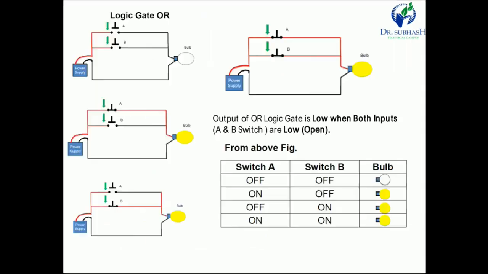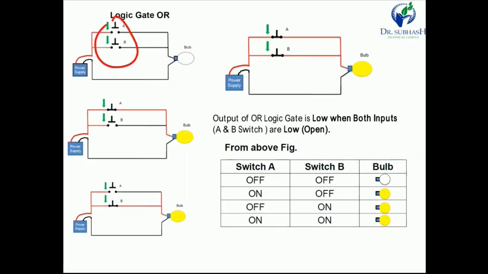Now let us see the OR gate. In the OR operation, the switches are connected in parallel. In the AND operation they are in series, and in the OR operation the switches are connected in parallel. So whenever any one switch is pressed... here both switches are open. Switch A and B are both open, meaning there is no current flow through the bulb, so the bulb is off.